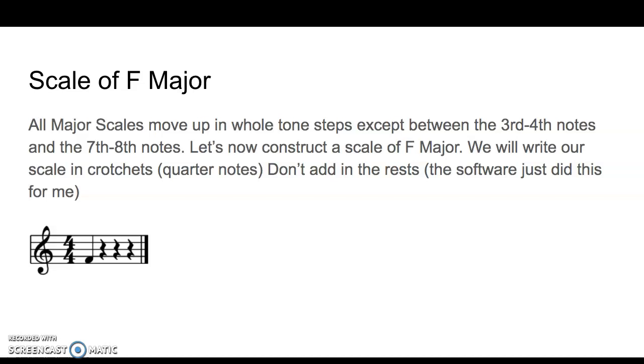We will write our scale in crotchets, quarter notes. One thing to point out here: the software I'm using, when you put a note in, automatically fills the rest of the bar with rests. Just put in one note at a time as we go along. Don't worry about filling the rests. So we're in 4/4 time, treble clef at the start. The first note is F, which is the first space. F, A, C, E are the four spaces. So we're starting off on the first space there.